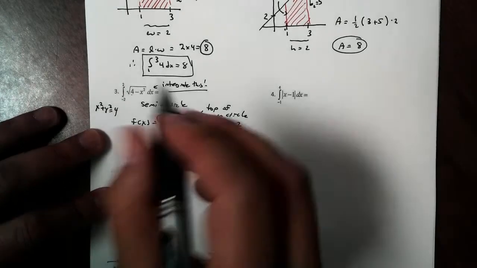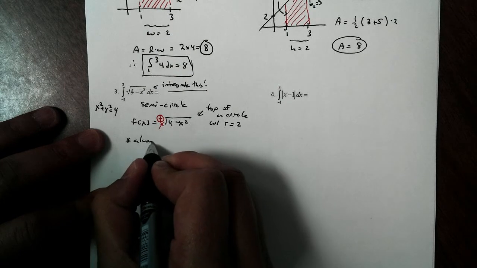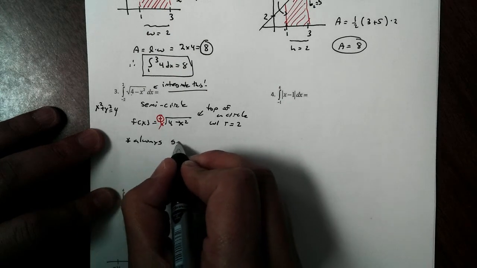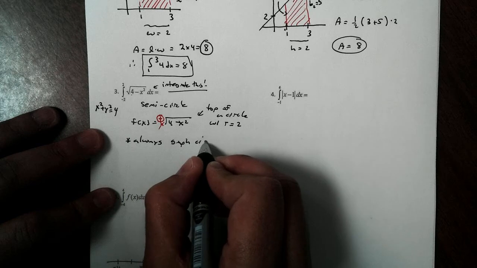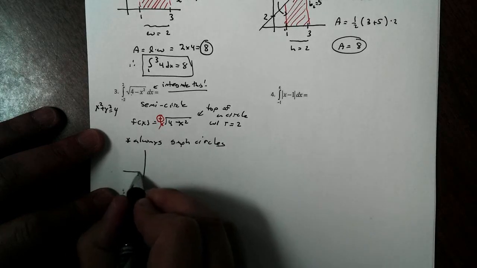So we always graph circles. We always, write this down, always graph circles. Okay? No matter what. You can be tempted to do other things, but just graph it.